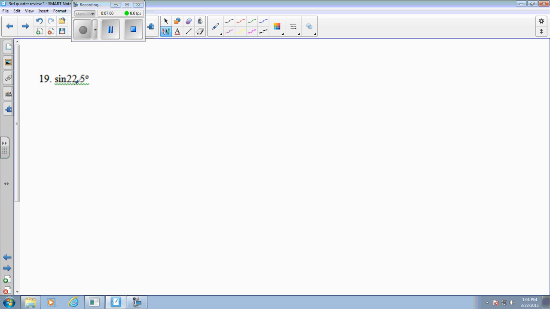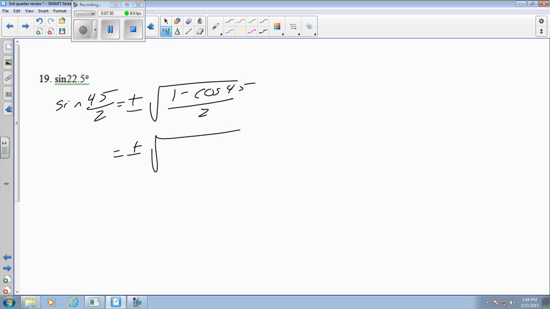Number 19, we don't have a 22.5 degree angle, but I know that I have a half angle formula, so I'm going to rewrite that as 45 divided by 2, which is the same as 22.5. So if I want to use that half angle formula, I'm going to plug it in, and it says that is equal to plus or minus the square root of 1 minus the cosine of 45, all divided by 2. And the cosine of 45 is the square root of 2 over 2, all divided by 2.